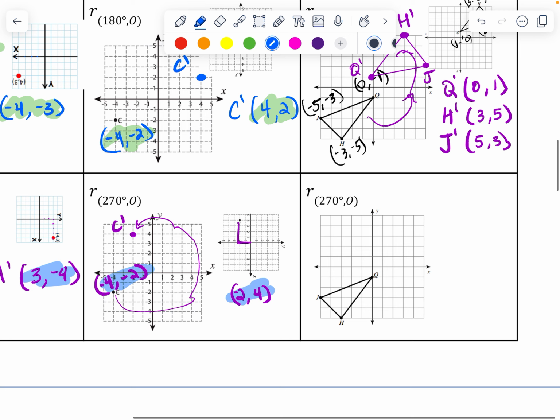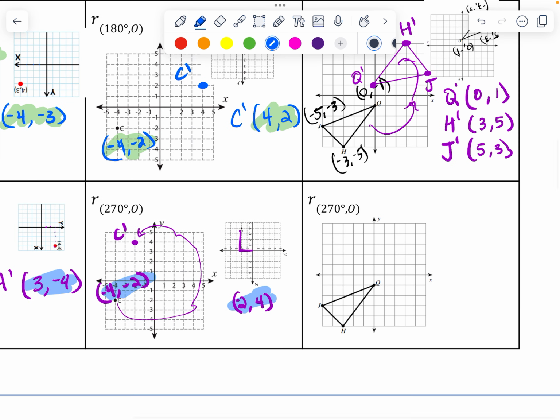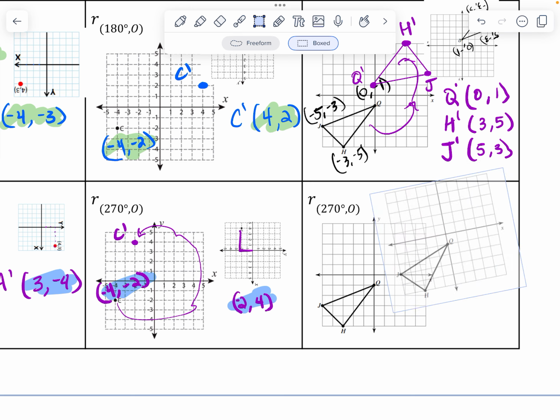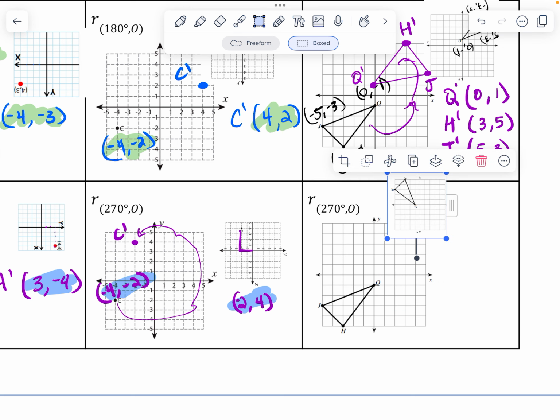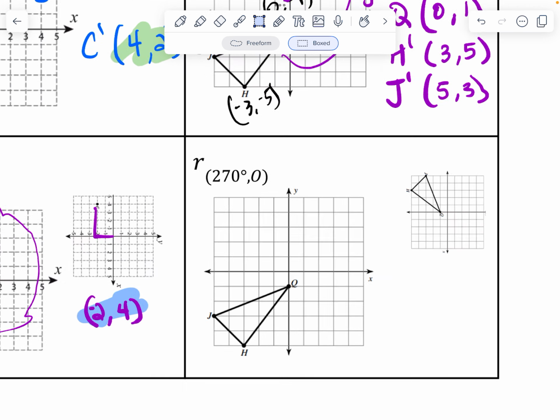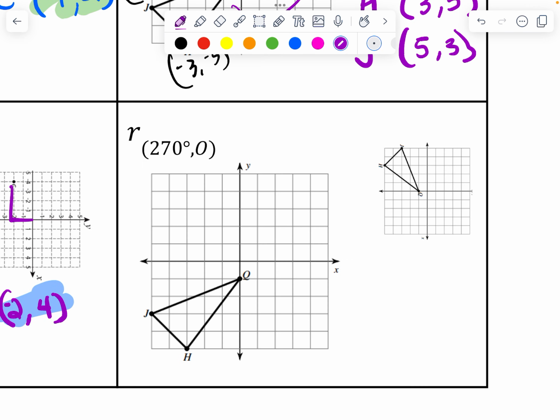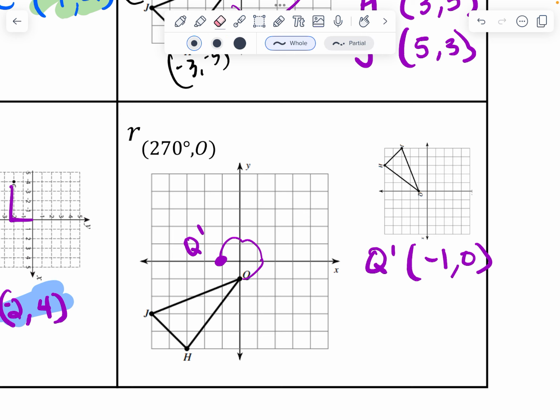Last one, all 3 of these. Let's do it. One, 2, 3. Okay, zooming in so we can check them out. Q prime is at negative 1, 0. So Q prime goes 1, 2, 3. Q prime is at negative 1, 0. This makes sense. We're good. I'm going to erase that so it doesn't get extra.